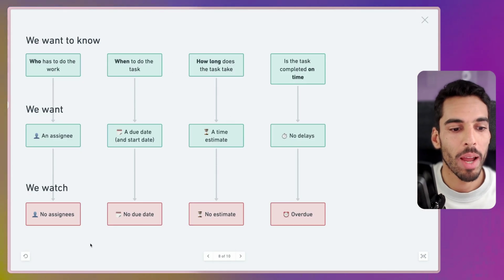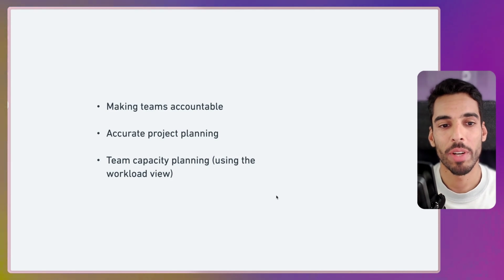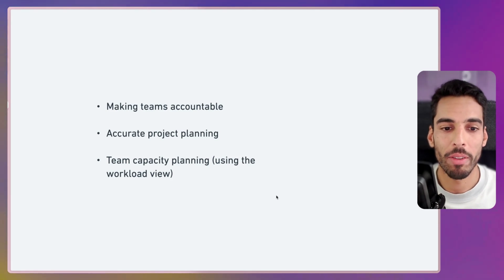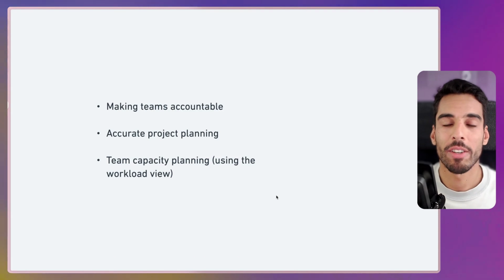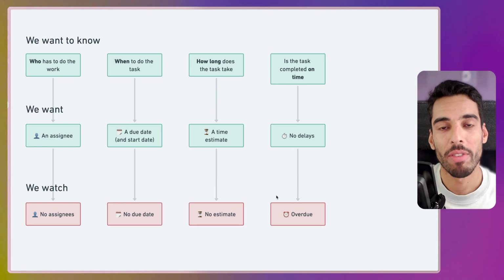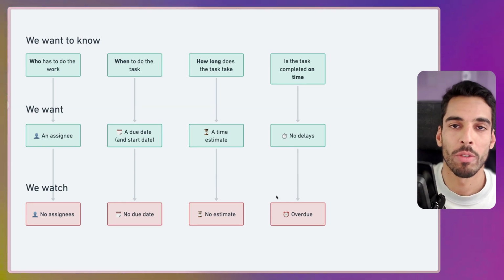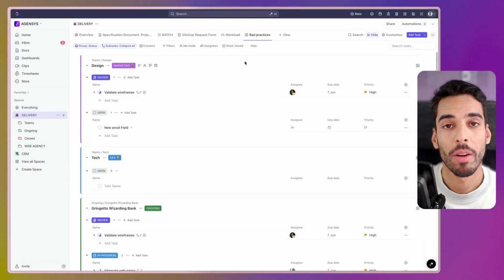If we get back to our diagram, we want to track the tasks that don't have an assignee, don't have a due date, don't have an estimate, and are overdue. Tracking these metrics will make sure that your teams are accountable, that you have an accurate project planning, and that you can do some capacity planning in the future. If you don't have assignees or deadlines on your tasks, you're not really able to plan the capacity of your team to know if you're going to go overboard. These metrics, this data, needs to be on every single ClickUp task for you to use it to its full potential. Now, if we get back to our workspace again, I'm going to create these filters.